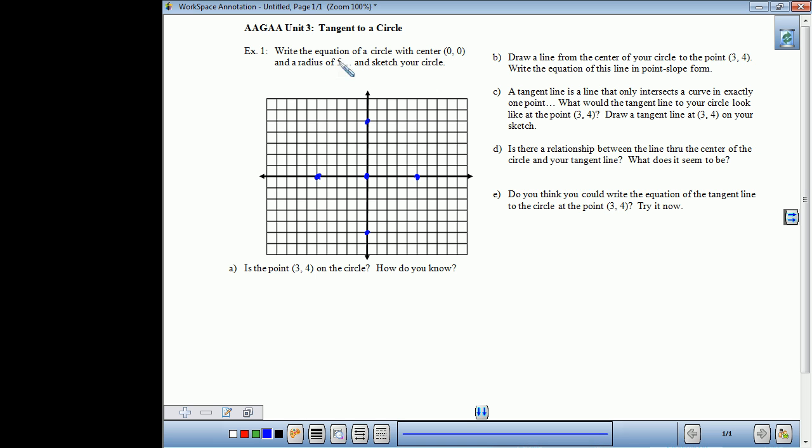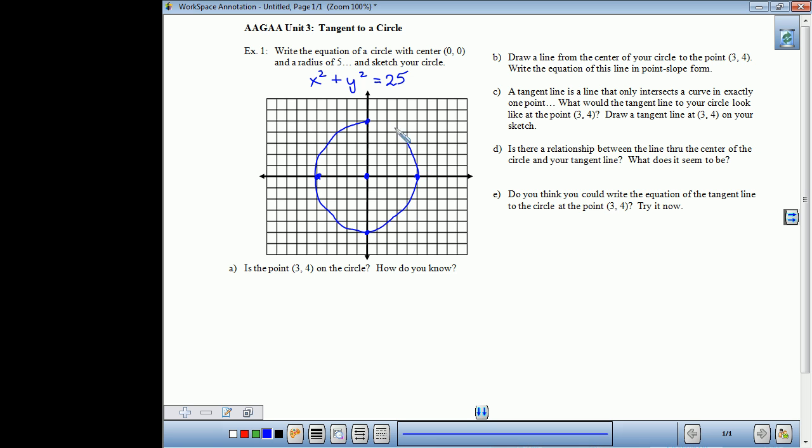This one has a center at 0, 0 and a radius of 5, and it says to sketch your circle. So it would be x minus 0 squared, which is just x squared, y minus 0 squared, which is y squared, equals the radius squared. So r squared is 25. So there's the equation for our circle, and then we would sketch that equation going out 5 units in each direction, and then to the best of our ability we would draw in a circle.